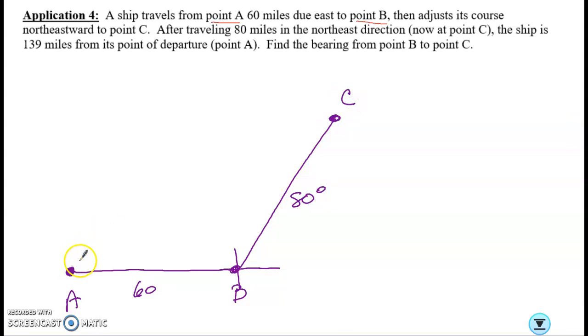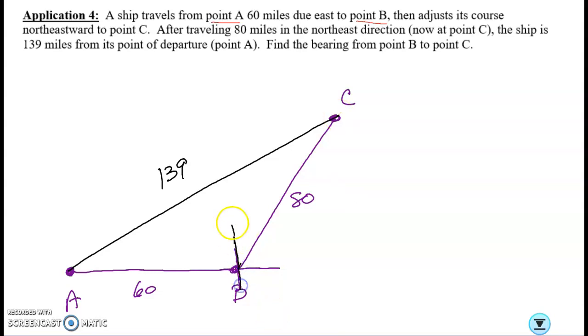And then to go back to where it started from point A, they told us that this is 139 miles. And that's not degrees, that's just miles. 80 miles there. Okay, so our job is going to find the bearing from point B to C. Well, bearing always goes from the y-axis. So we need to figure out this angle. But with what we know, we have side, side, side given. So we can find this whole angle, and then that'll help us to find the bearing.